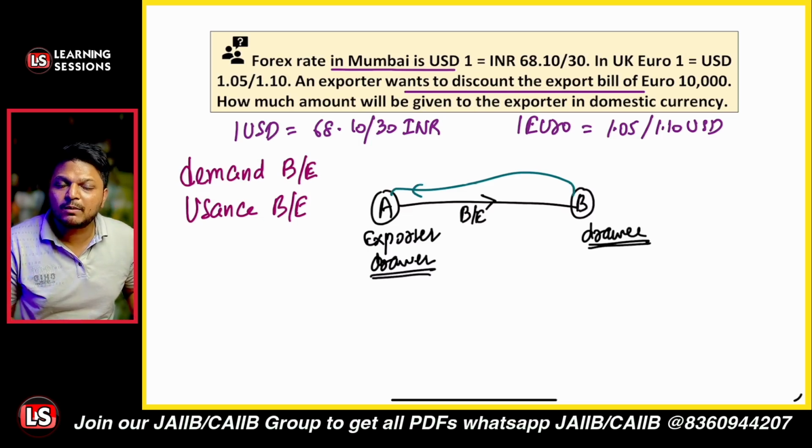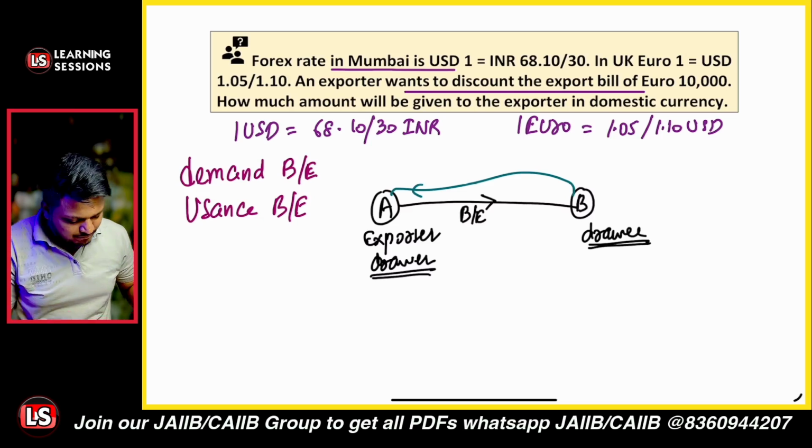Let's say person A gives an unconditional order to person B to pay the amount after 3 months. Now that's a usance basis because the payment is delayed, right? So that's a usance bill. Both the bills are different kinds. One is the demand bill, in which case on presentation the amount is to be paid, and the other is a usance bill where a credit period is given to person B.